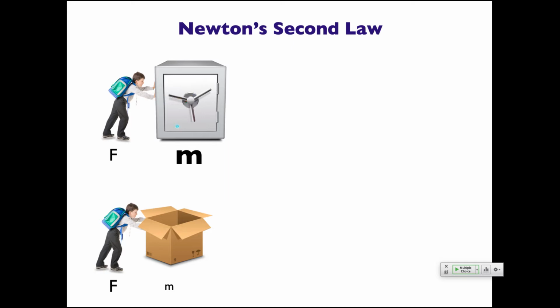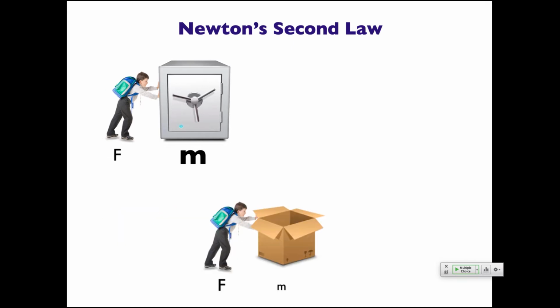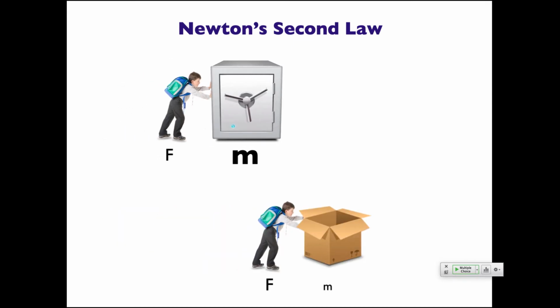Obviously, children are always pushing large safes around. What's going on with the acceleration? Which one's going to have more acceleration? The box, because these are the same force, but this is a larger mass. The smaller mass is going to have more acceleration.